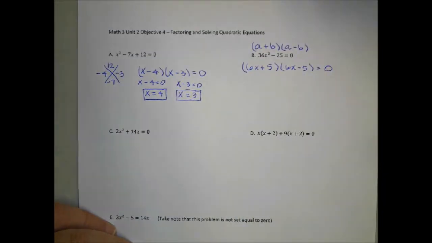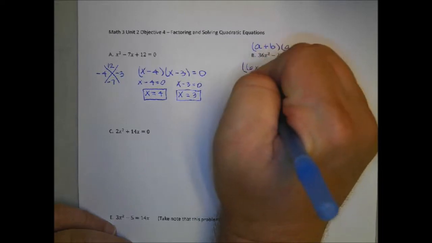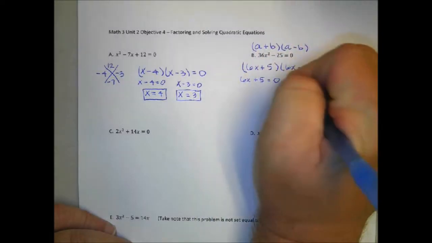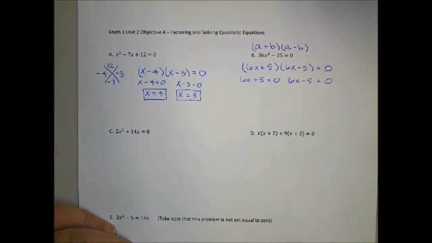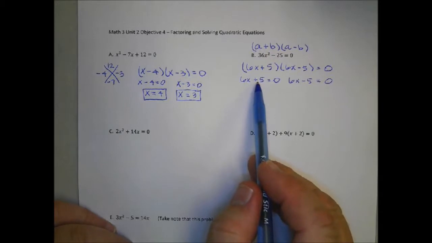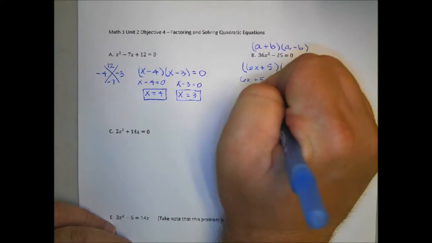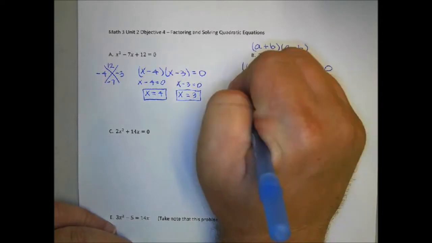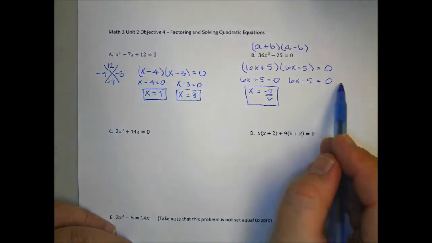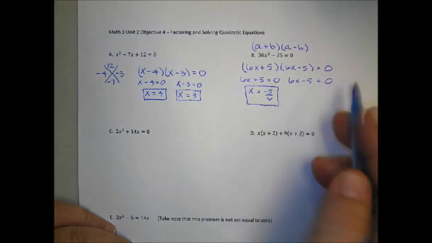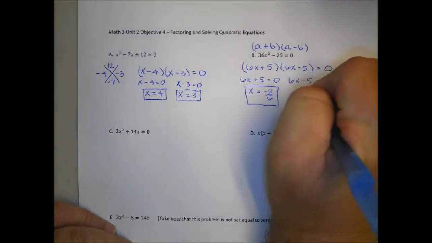So do what we did before. Set each one of those factors equal to 0. 6x plus 5 equals 0. 6x minus 5 equals 0. On this first one, you would subtract 5 and then divide by 6, and x equals negative 5/6. On this one, you would add 5 to each side. So you'd have 6x equals positive 5, then divide by 6, and you'd have x equals positive 5/6.